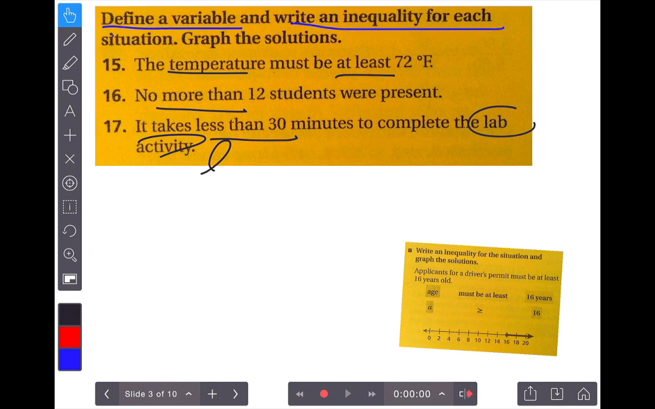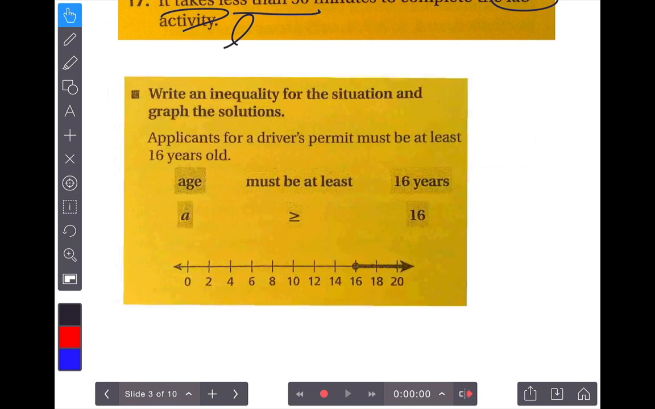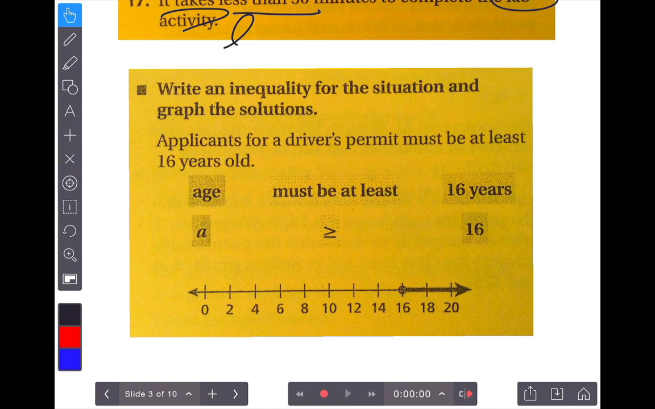Well, let's take a look at this example down here. Okay, let's blow it up. Now, on this particular problem, it says write an inequality. It's the same information. Applicants for a driver's permit must be at least 16. That means if you're 15, 14, 13, 12, or younger than 16, you can't get a permit. So your age must be greater than or equal to 16. And then, of course, that means solid, and then greater than to the right. So A for age.